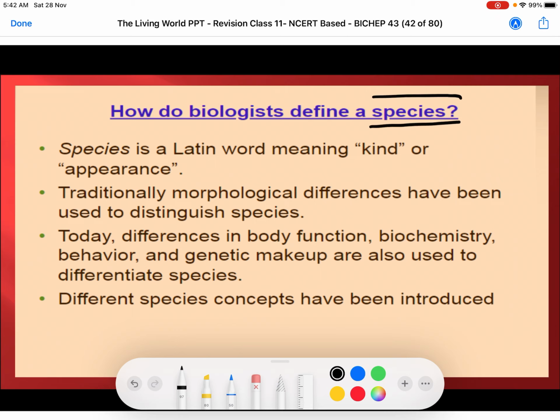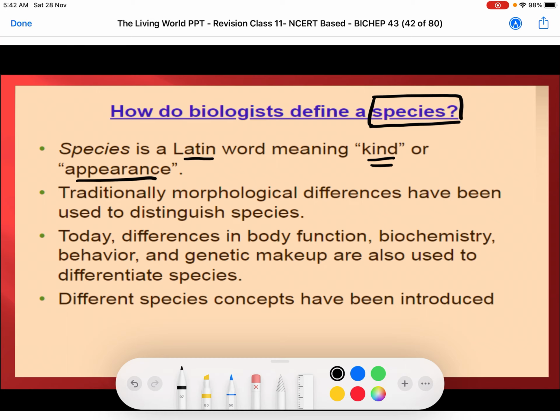Now if I talk about the species, the word species is actually a Latin word which means a kind, in terms of their appearance, right? So it is a kind or appearance. So one type of organism is different or specific with their appearance. This is the meaning of a species.